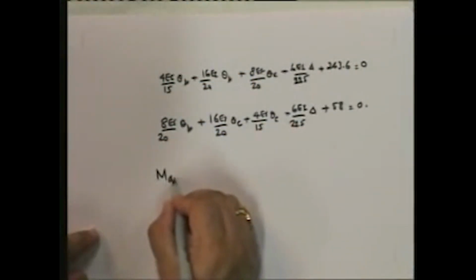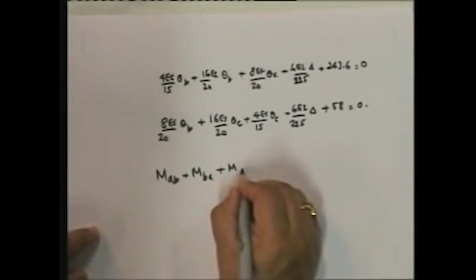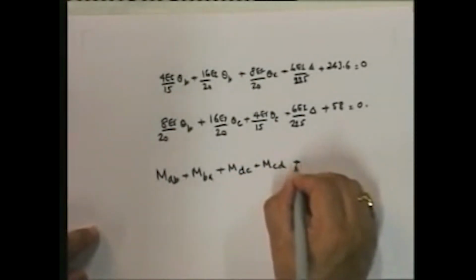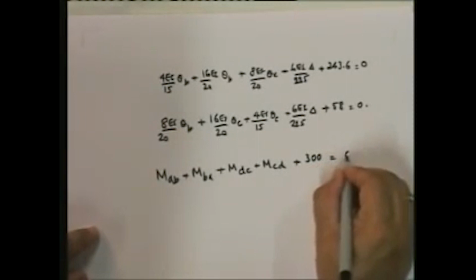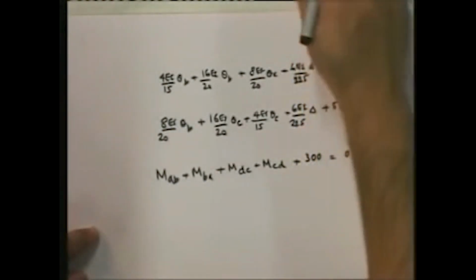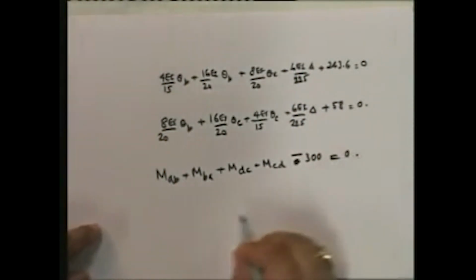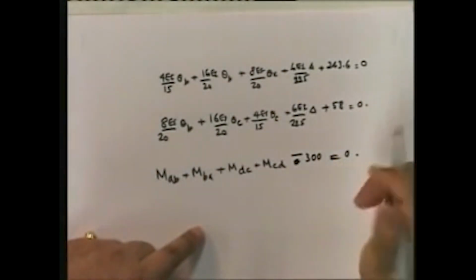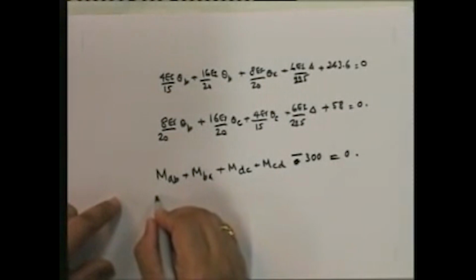If you look at this, from this equation, I get MAB plus MBA plus MDC plus MCD plus 300 is equal to 0. Okay, because all I have done is I multiply that, minus 300. Minus 300 is equal to 0. And all I need to do is substitute all these terms in, and then essentially, let me do that.